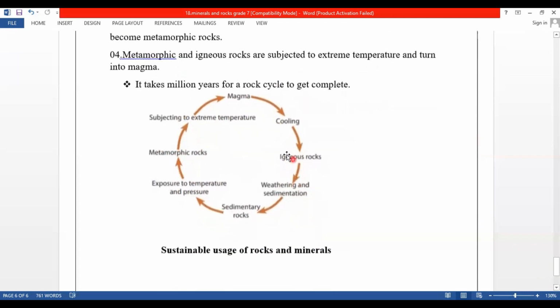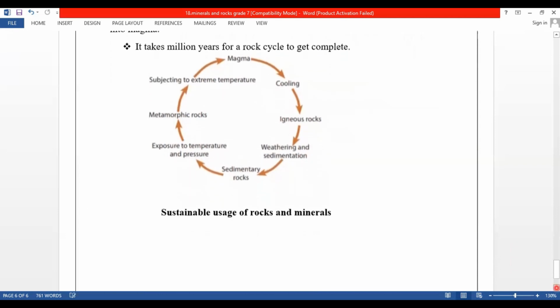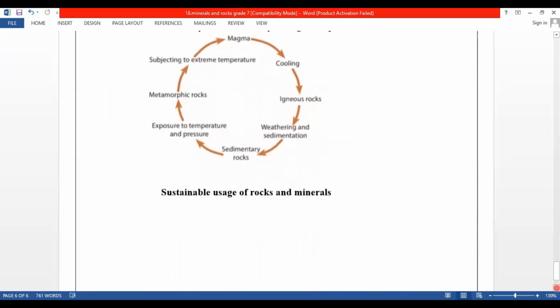That means from the igneous rocks, sedimentary rocks are forming. From the sedimentary rocks, metamorphic rocks are forming. And from the metamorphic and sedimentary rocks, again the magma is forming. Okay, this is the way of the rock cycle. Now we have to learn the final topic of the lesson, sustainable usage of rocks and minerals.